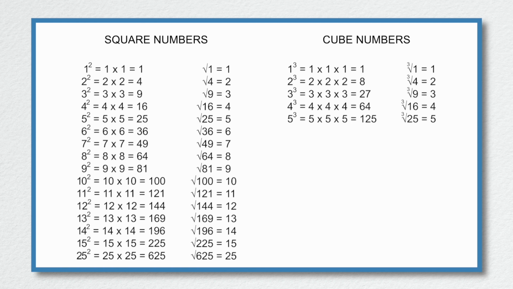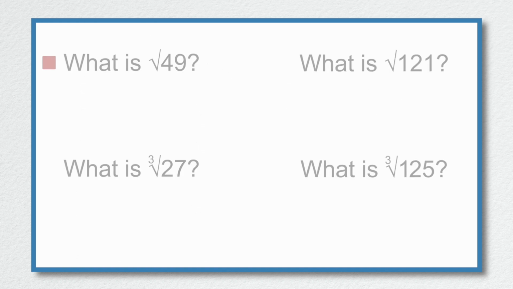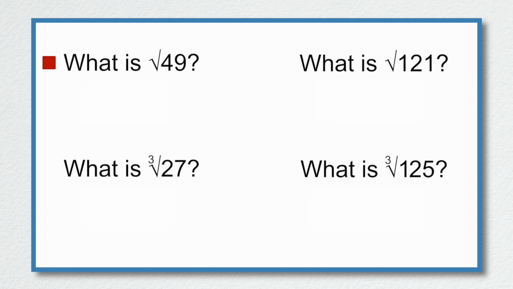So, questions that you should be able to answer without a calculator. What is the square root of 49? Well, the square root of 49 is equal to 7, because 7 times 7 is equal to 49. What is the square root of 121? Well, the square root of 121 is equal to 11, because 11 times 11 is equal to 121.